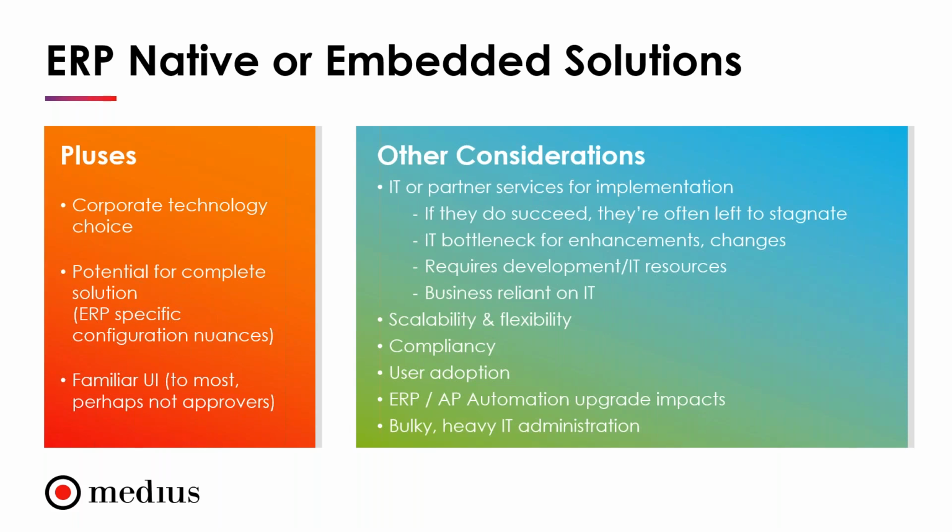Then you also can think about scalability and flexibility. How scalable are you? And what to think about compliancy. Are you compliant with the legal and functional requirements in every country, for example? Another topic is the user adoption. And most of the time, if you have an upgrade, AP automation has impact on that as well. And last but not least, you have bulky and heavy IT administration.